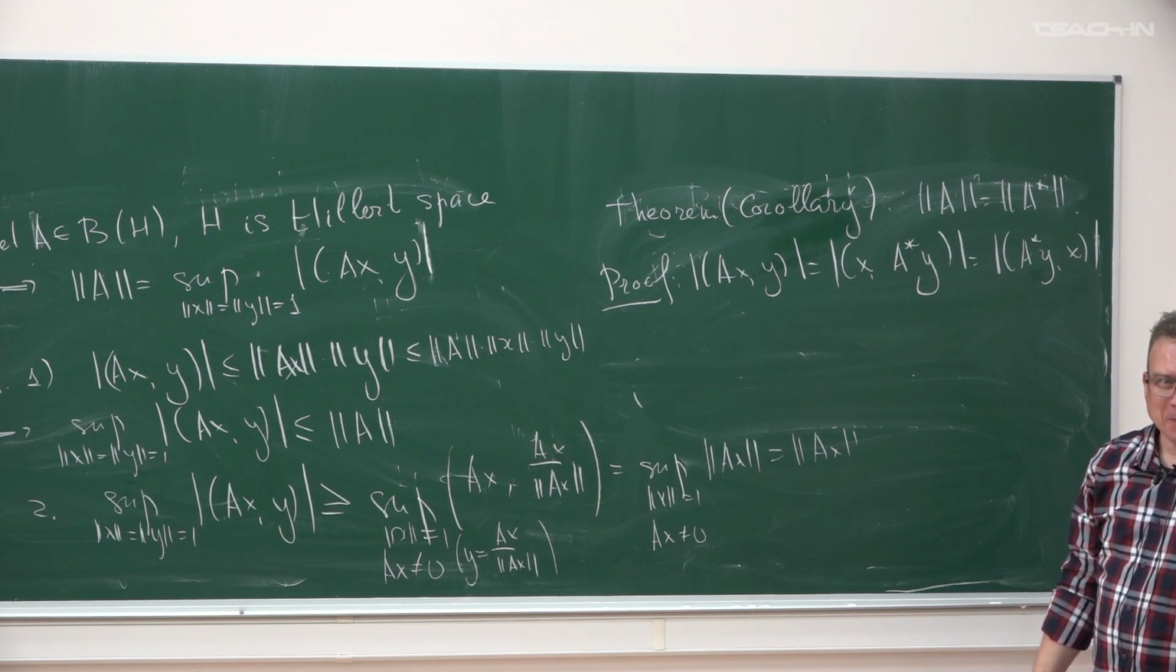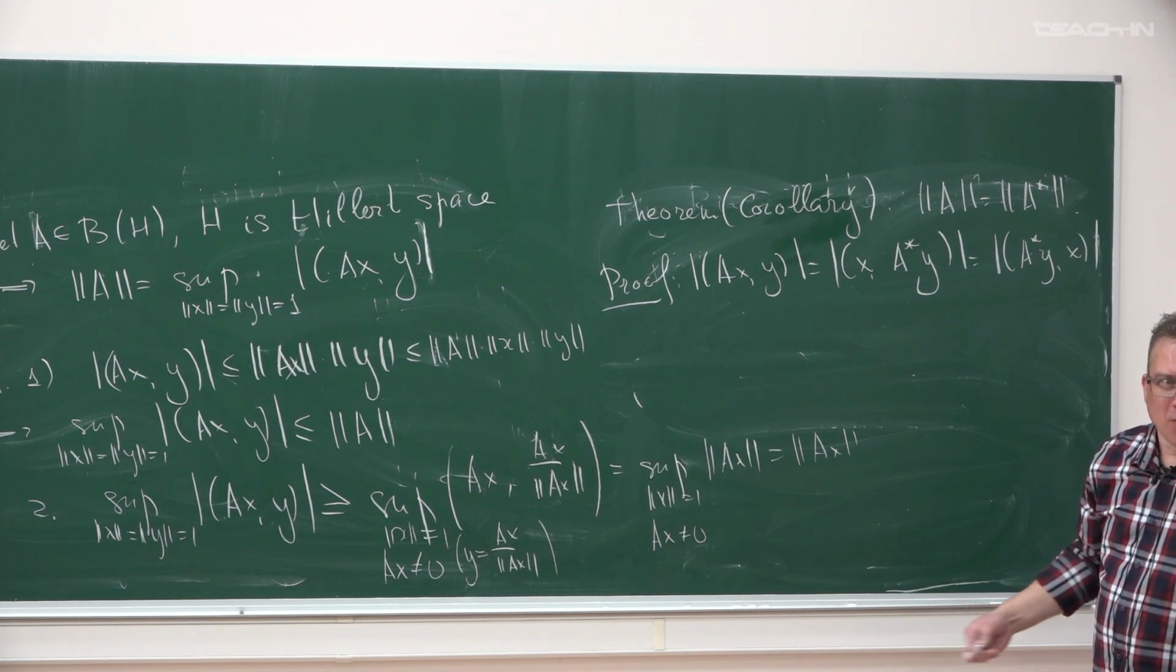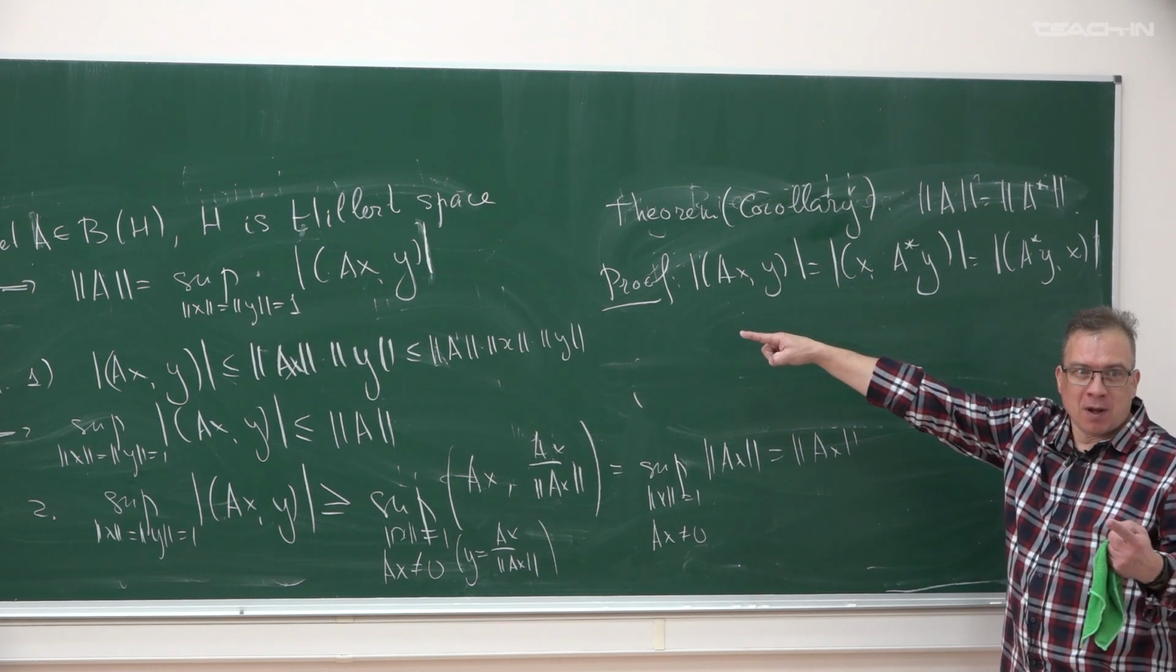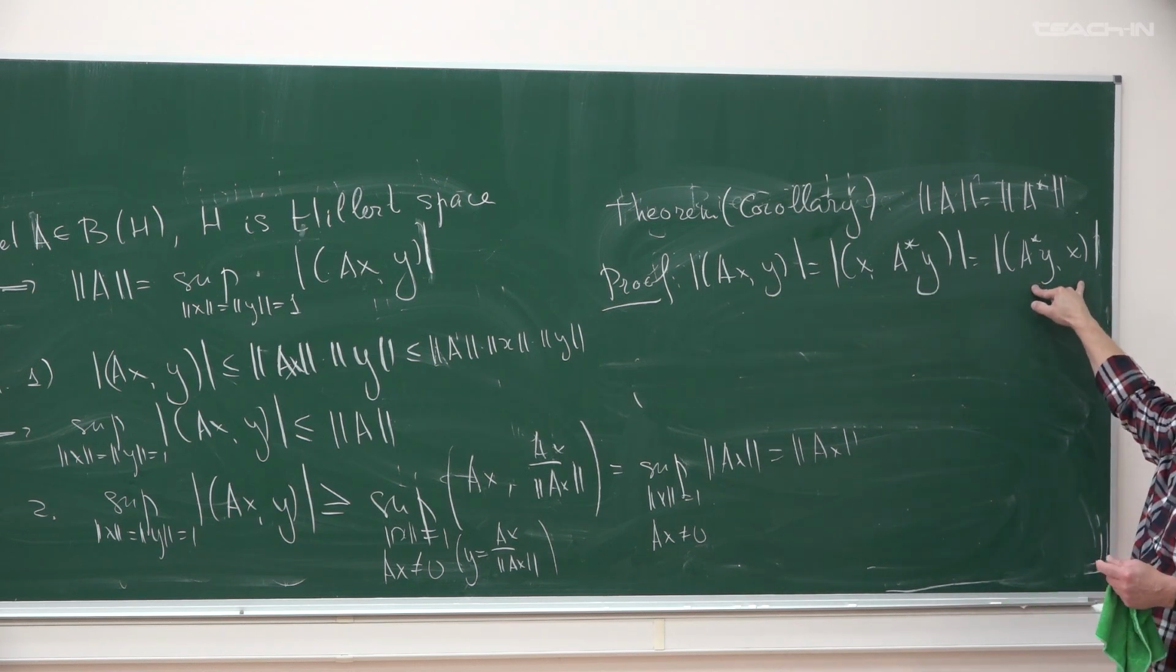These two equalities. The supremum for x, y for this gives us the norm of A by the lemma, and the supremum for x, y here gives us the norm of A star.